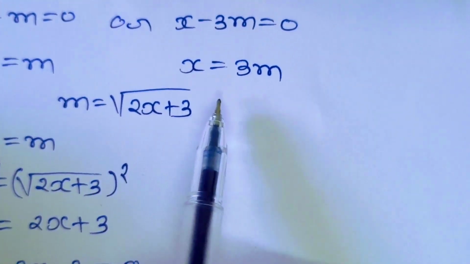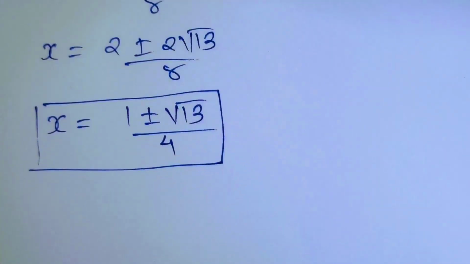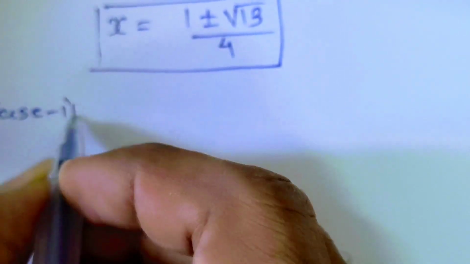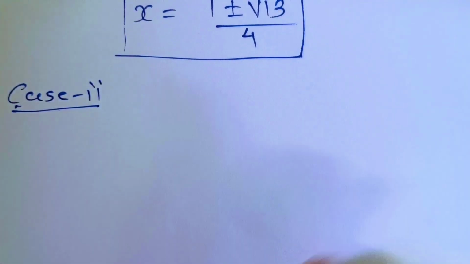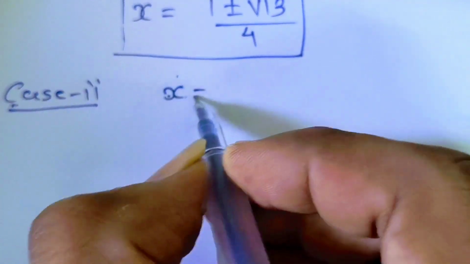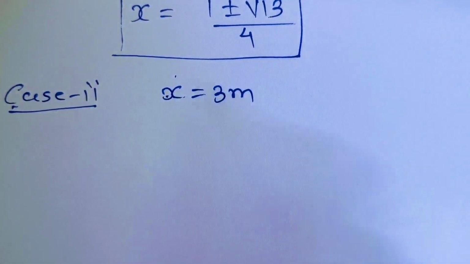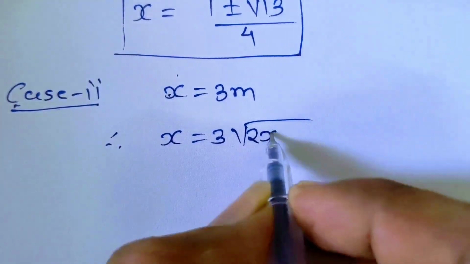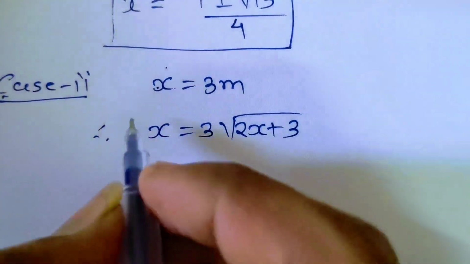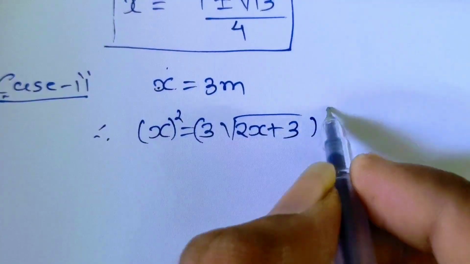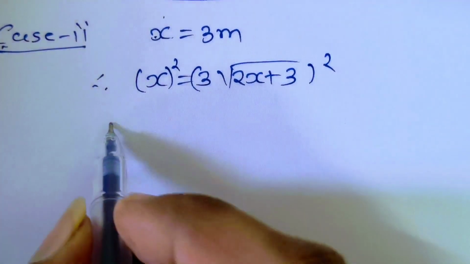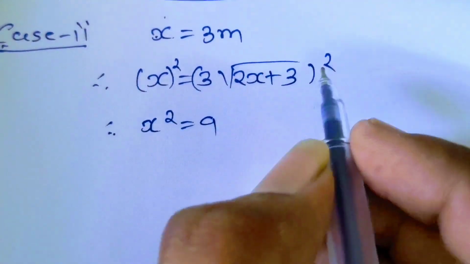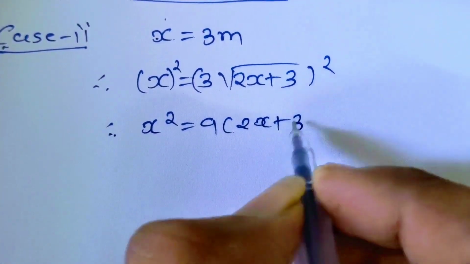Now case 2: x is equal to 3m. Therefore x is equal to 3 times m, where m was assumed to be the square root of 2x + 3. Now take the square on both sides. On the left x², and on the right 3 squared is 9, and the square and square root cancel out, leaving 2x + 3.